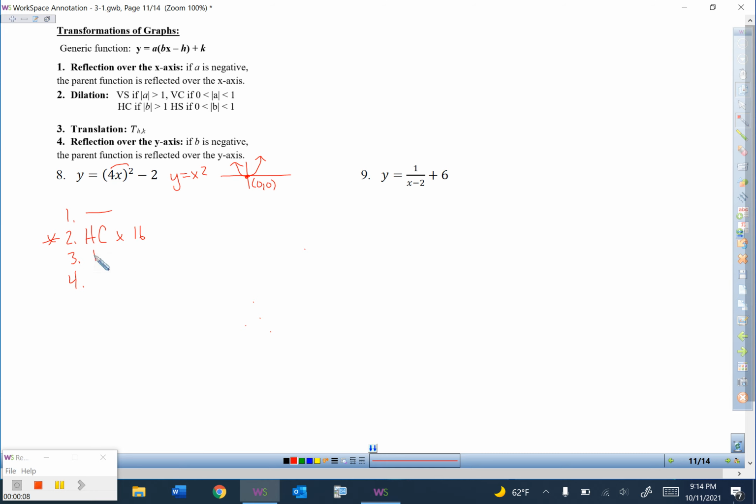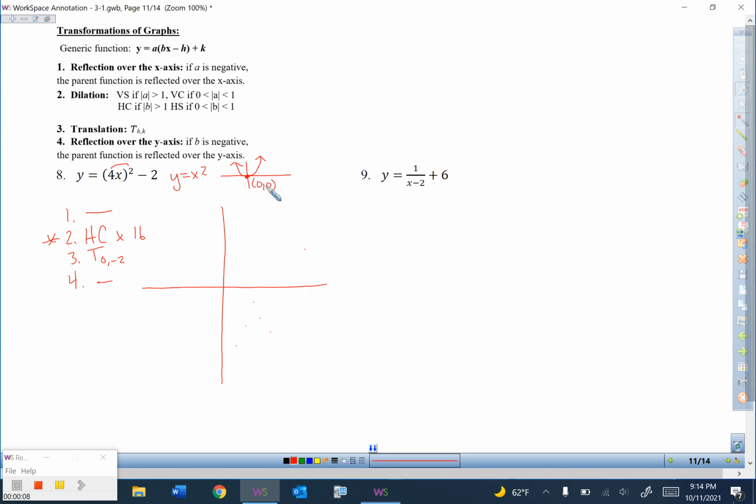On step 3, we're back to translation. There's nothing with x again. We do have a -2 for our y translation, or a k. No negatives though, so we don't have a step 4, and we are on to our sketch. Draw your x and y axis for me, and let's go to work.